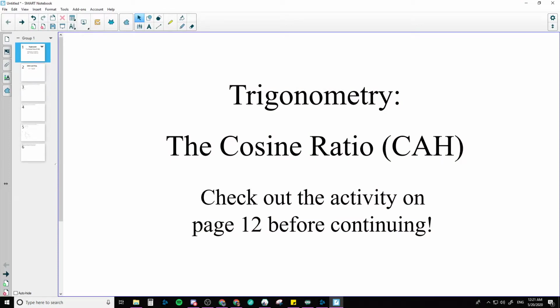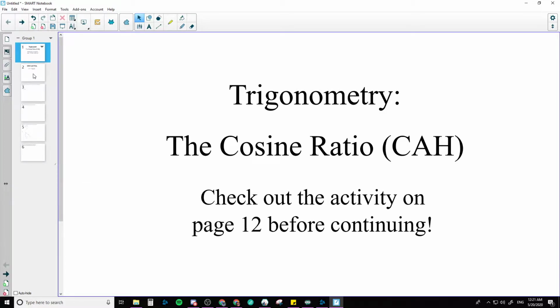Today we are talking about the cosine ratio. This is the third and final trigonometry ratio. Make sure you check out the activity on page 12. It's similar to the activities you did for sine and for tangent. Make sure you do that before you continue on with this video.